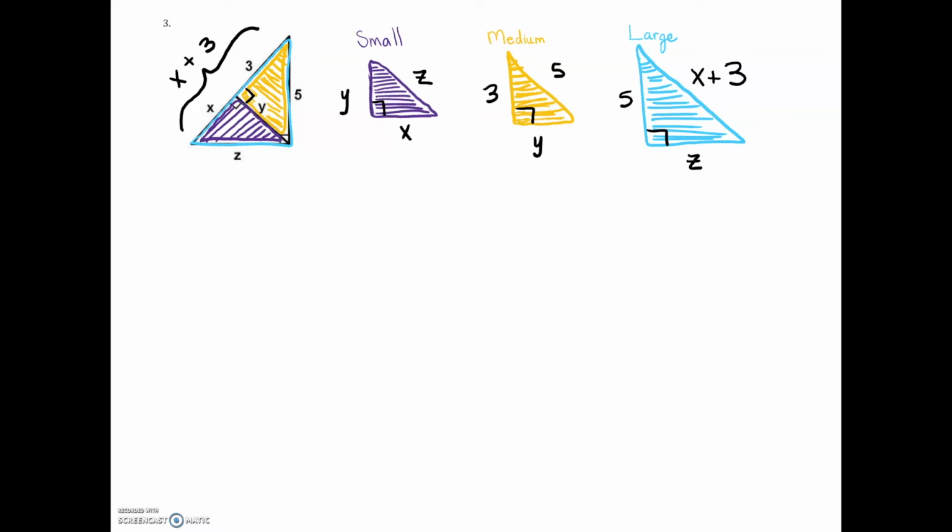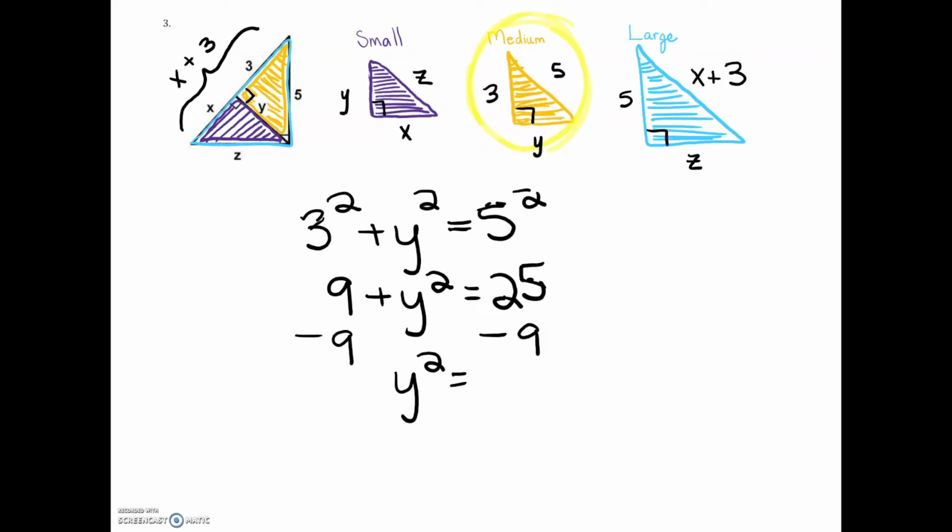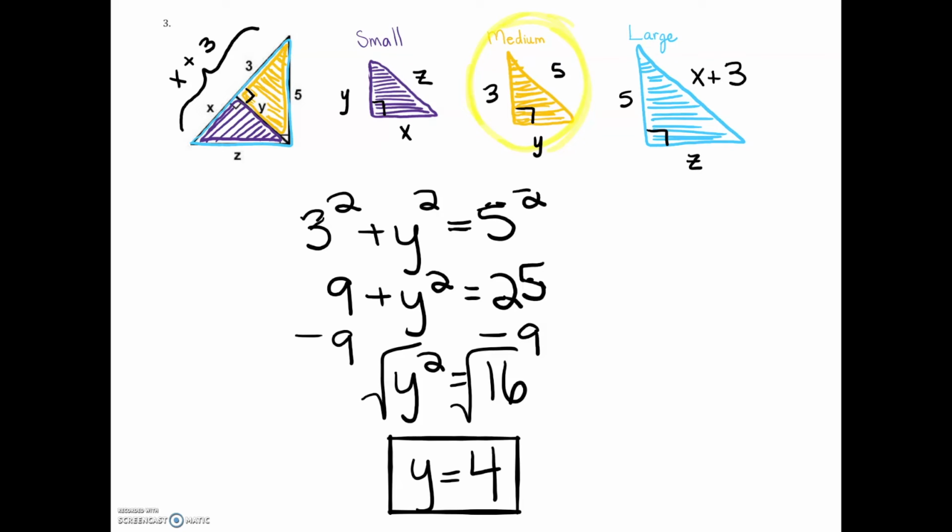I noticed that in the medium triangle, we know 2 of the sides, 3 and 5, and we only need to solve for y. So here we can use the Pythagorean theorem. So 3 squared plus y squared, those are the legs, equals 5 squared, the hypotenuse. So 3 squared is 9 plus y squared equals 5 squared, which is 25. Then we subtract 9 from both sides, and we get y squared equals 16. We take the square root of both sides, and we get y equals 4. Now let's go ahead and label this on our triangles too.